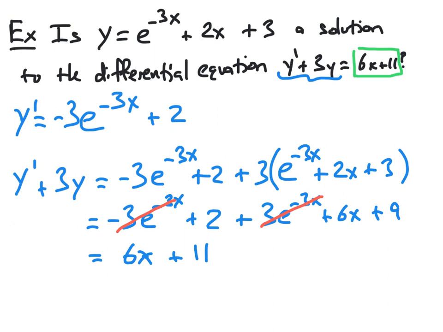And so what we've shown is that if we substitute this function, y equals e to the negative 3x plus 2x plus 3, into our differential equation, we end up with two identical sides, and therefore this is indeed a solution to our given differential equation. If we had not obtained 6x plus 11, but rather some other expression that's clearly different from 6x plus 11, then we would have concluded that our function is not a solution to our differential equation.